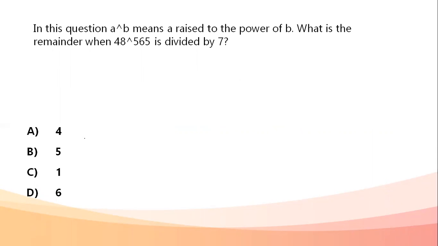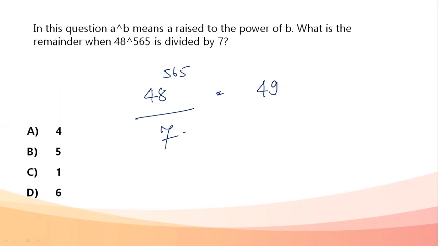In this question, A arrow B means A is raised to power B. What is the remainder when 48 raised to power 565 is divided by 7? We need the remainder. I do not need the unit place or the exact quotient, nothing. I just need the remainder.